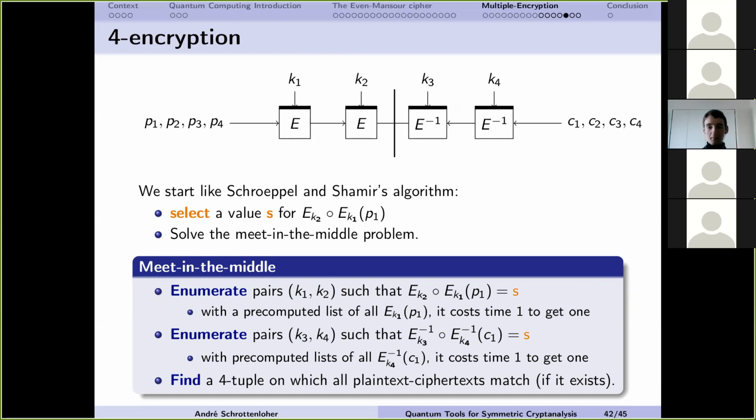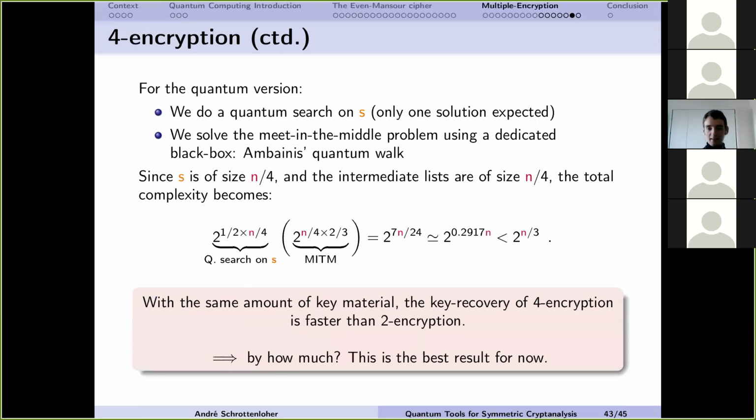In the quantum setting, as I said, it is a bit disappointingly easy. We still have to select a random S for this intermediate value that we're choosing. So we're doing a quantum search to select that, and it's going to be a bit faster. There is only one solution expected, by the way. There are 2 to the n/4 possibilities, as said, but only one solution. So basically 2 to the n/8 iterations.